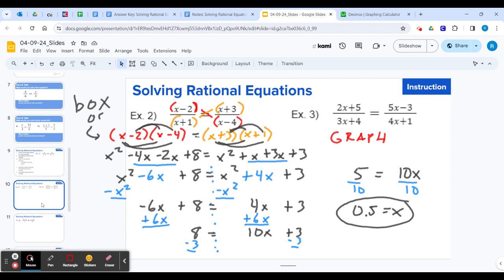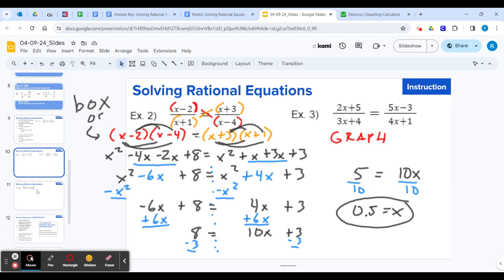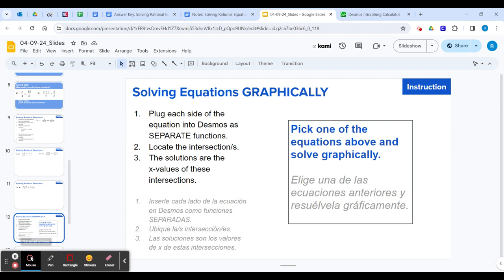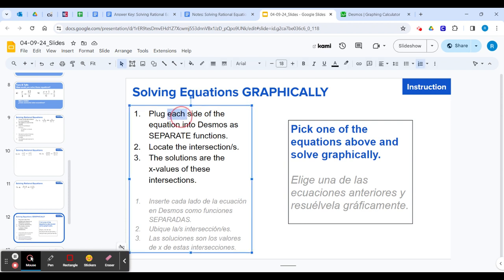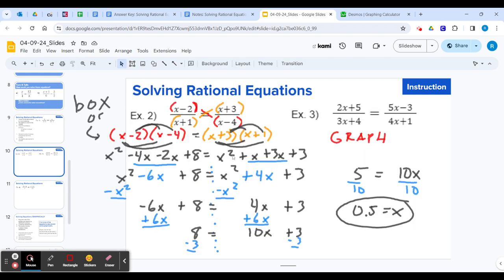Now, real quick before we start graphing examples 3 and 4 to solve these, I just want to remind you that at the bottom of your notes, there are quick instructions for that. We want to plug each side of the equation into Desmos as separate functions. Remember how we split those? Then we locate the intersections and find the x values. So let's quickly check our answer for example 2, see if that works out.